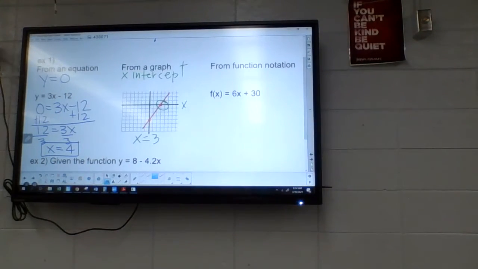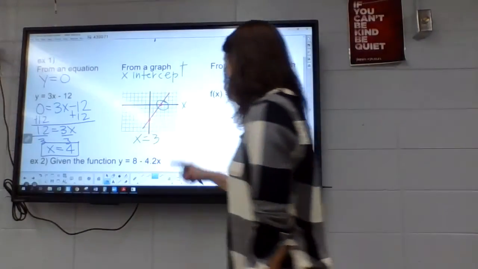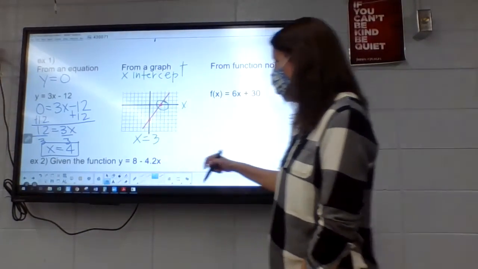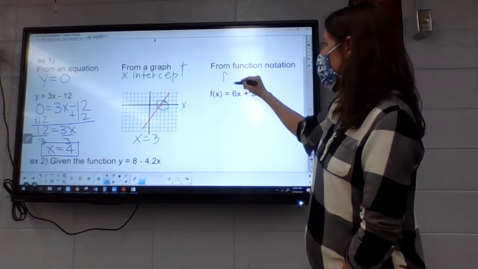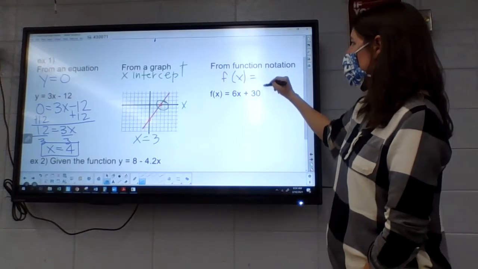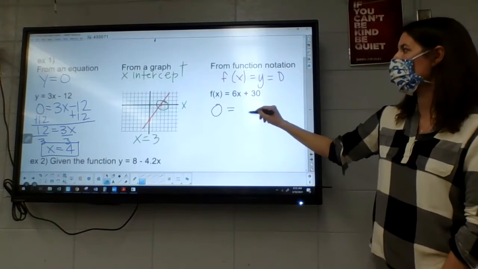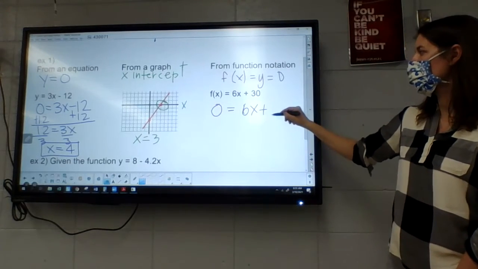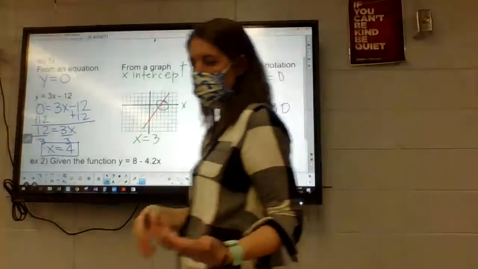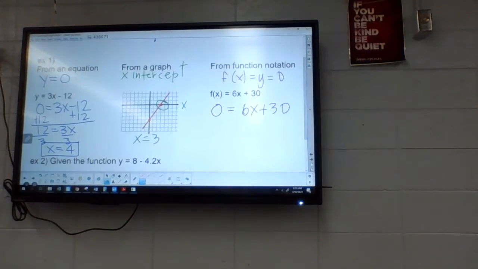How about with function notation? Where's the 0 going to go? That f of x is just, remember, the same thing as y. It's just that strange notation we're not quite used to yet. f of x is y. So we just want to know where y equals 0. Again, we're just going to put 0 in there. Again, we just have to solve this for x. We're going to move the 30 over, divide by 6.